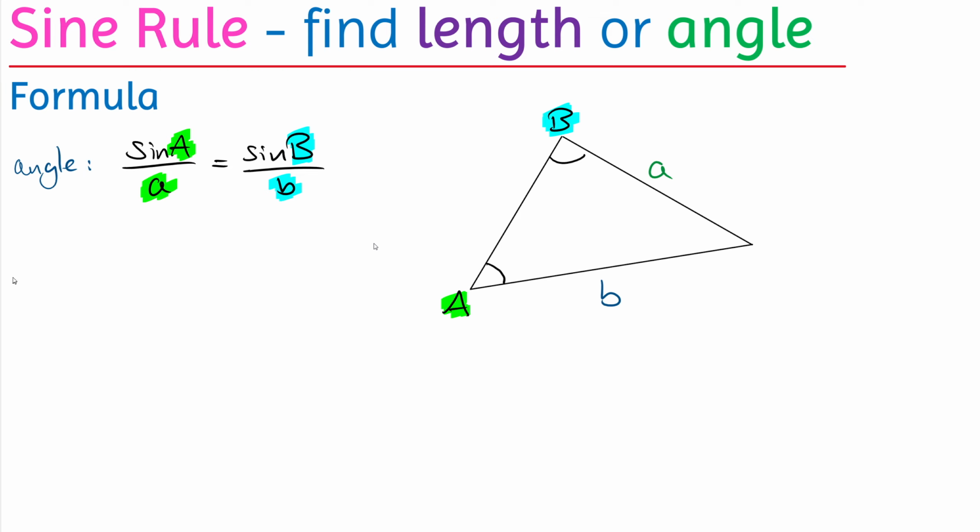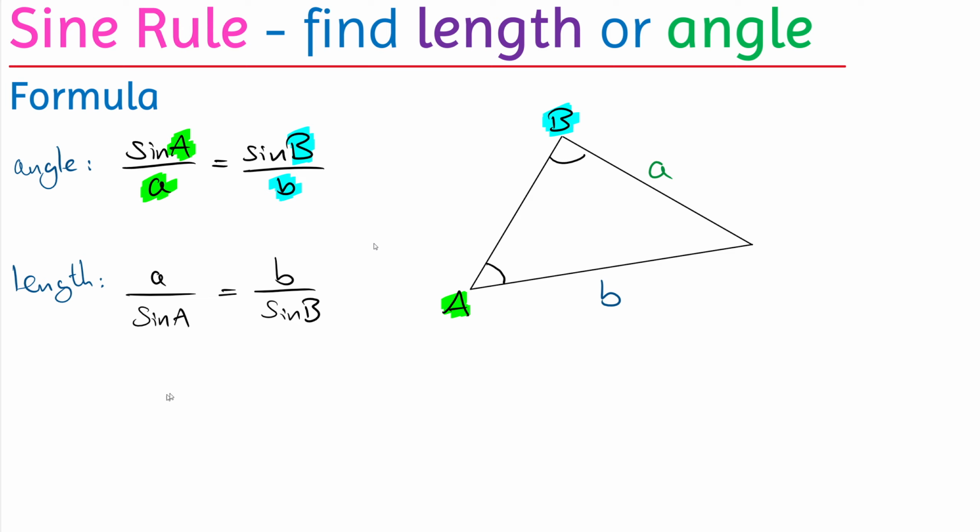And if we want to find a length, rather than change the denominator down here and make that into a numerator and go through the algebra of that process, we're not going to bother. We're just going to flip the formula the other way up. a over sine A equals b over sine B. And that really simplifies the rearranging later on when we need to do that.